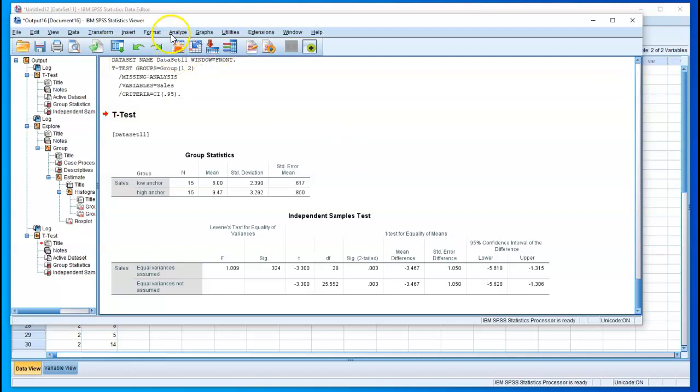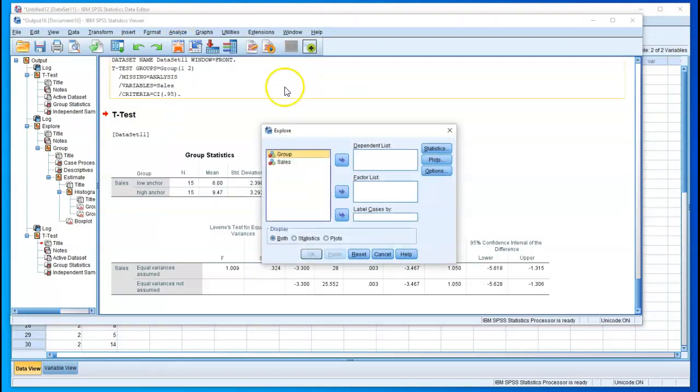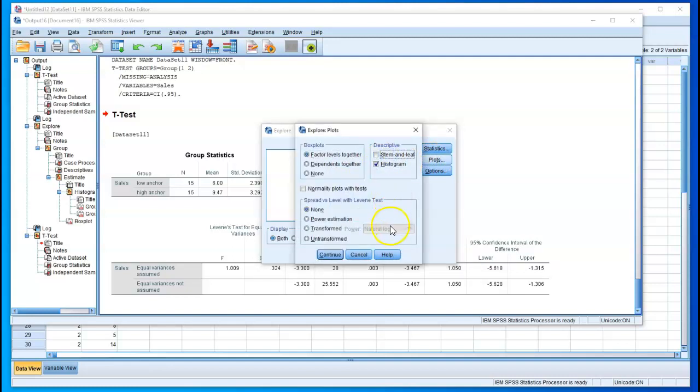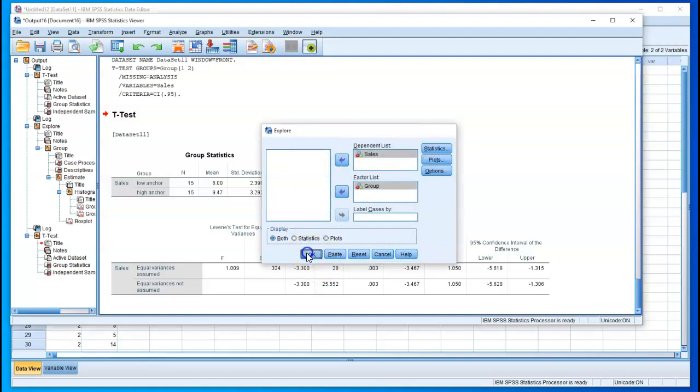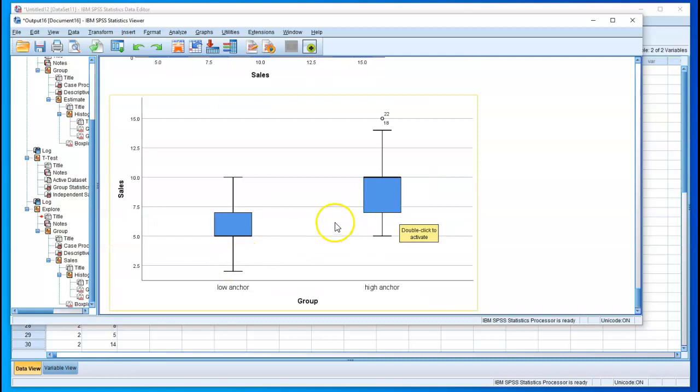The last thing you may want here are graphs. So to obtain graphs, there are a bunch of ways to do it. But one way that we're going to do here is click on Analyze, Descriptive Statistics, and click on Explore. My dependent variable is sales. My independent variable is called a factor, and that's which group they're in. So I move that into the factor list. Under plots, I'm going to look at histograms and click on Continue. And then I get histograms as well as box plots there for interpreting our output.